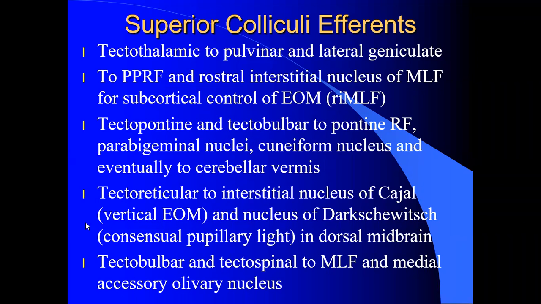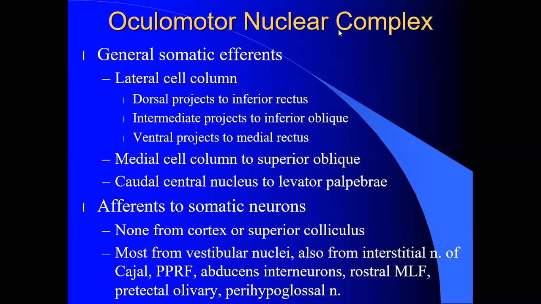You're gonna have tectoreticular, which then go to the interstitial nucleus of Cajal. This will control the vertical eye movement. This will not access the oculomotor nuclei. This will access the oculomotor nuclei, the interstitial nucleus of Cajal, the nucleus of Darkschewitsch, okay? We think of it as consensual pupillary, but it's much more complicated than that. And we're gonna come back to that, to the tectobulbar area and others for the parasympathetics. So, okay, let's set this up.